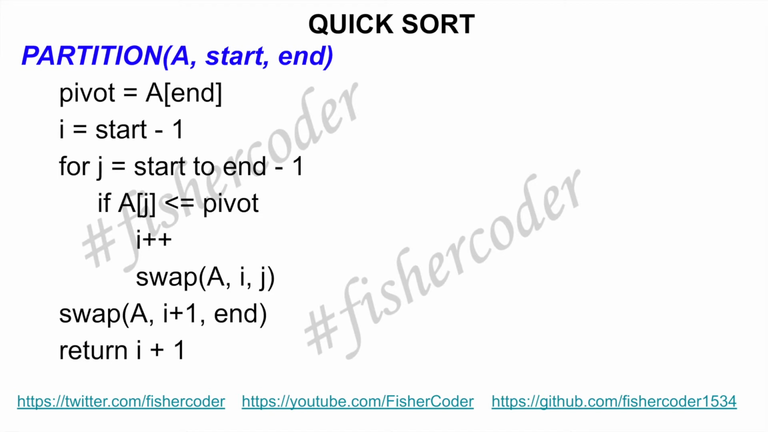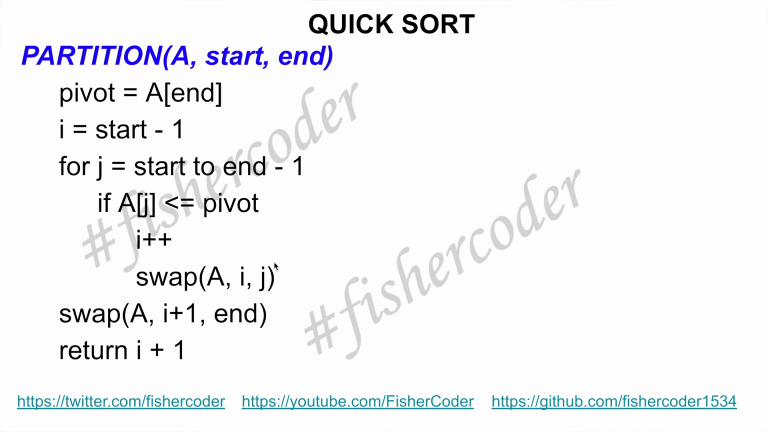We'll start from start - 1. We'll increment i before we do the swap. For j, it's going to start from the start index until the last element before the ending index. So that's why n - 1. We compare the element pointed by j index. As long as the value pointed by j index is smaller than or equal to pivot, we'll increment i and we swap i and j.